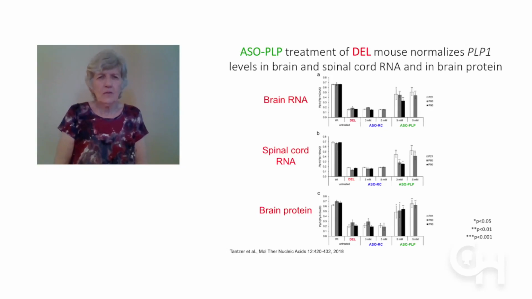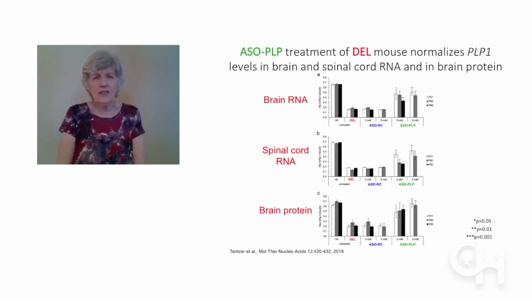We saw basically the same result in B when we looked in spinal cord RNA, and basically the same result in C when we looked at the PLP protein in brain. So our data show that treatment of DEL mice with ASO-PLP brings brain and spinal cord levels of the PLP1 form of RNA and protein closer to normal, and the effect is sustained to 90 days, while the random control does nothing. So we conclude that the treatment with our ASO-PLP corrects alternative splicing of PLP1 in the mutant DEL mouse.